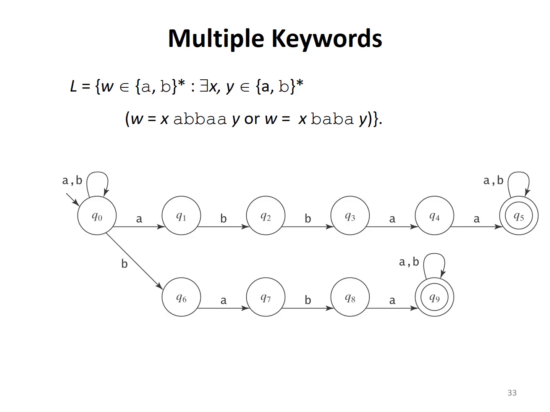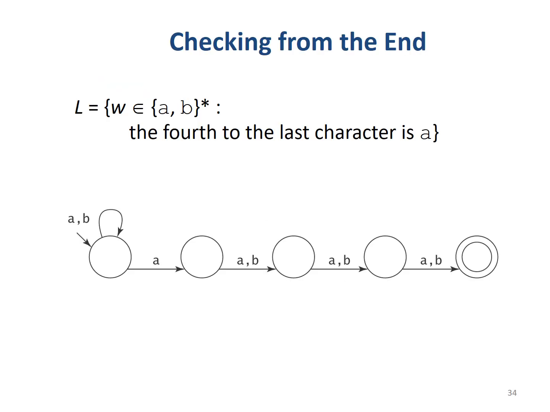But constructing a DFA for a similar problem is very difficult. So first you construct the NFA, then you can convert it back. So it is checking from the end, right?